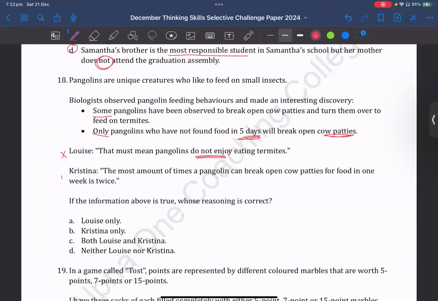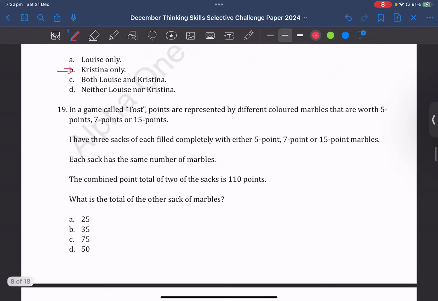Christina's actually correct because the most amount of times a pangolin can break open cow patties for food in a week is twice. Yes, because you've got Sunday and then you've also got Friday or Saturday of that same week, which is why, because Christina's correct, the best answer is B. So in a game called Tossed, points are represented by different colored marbles that are worth 5, 7, or 15.